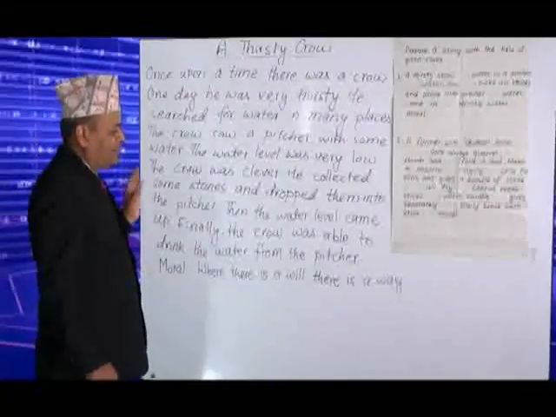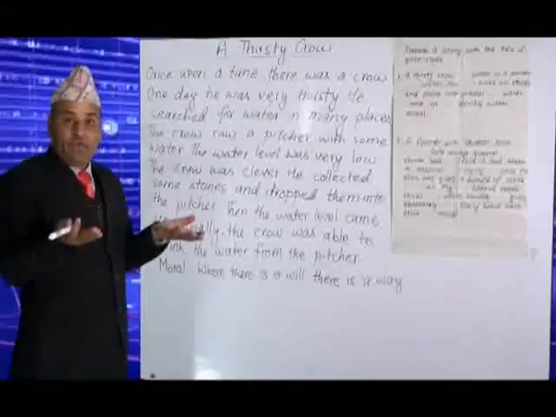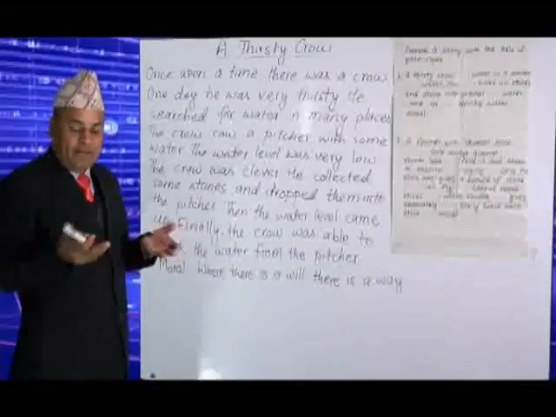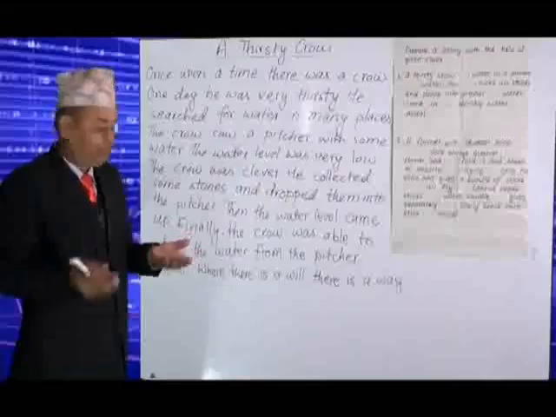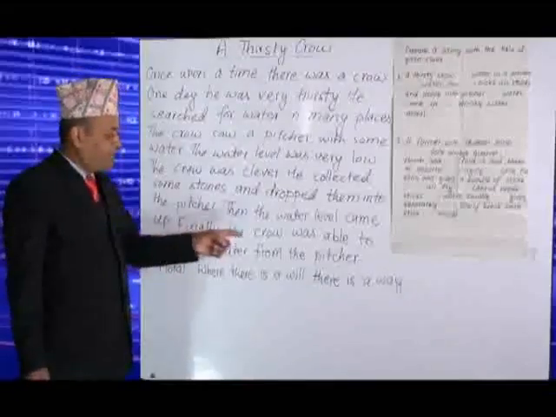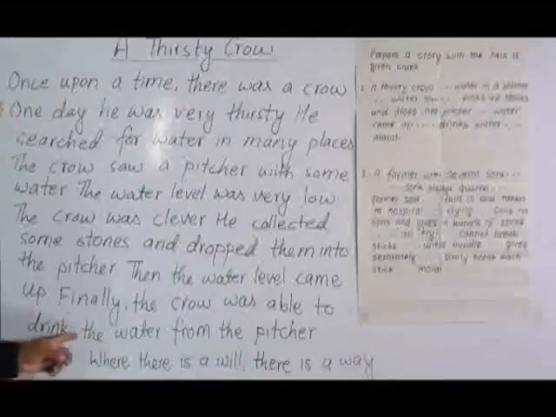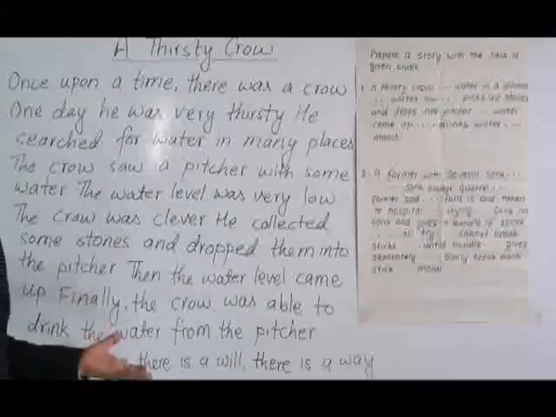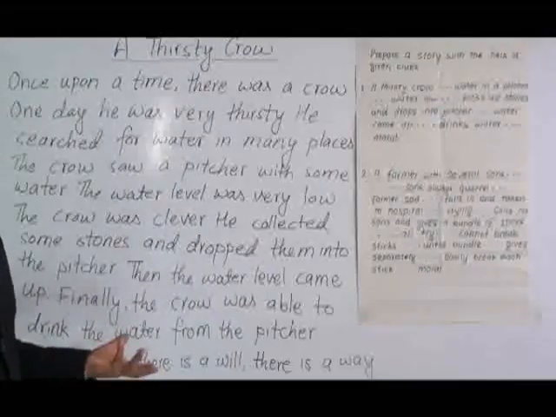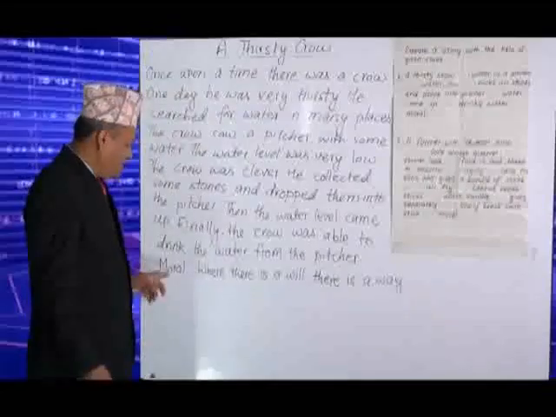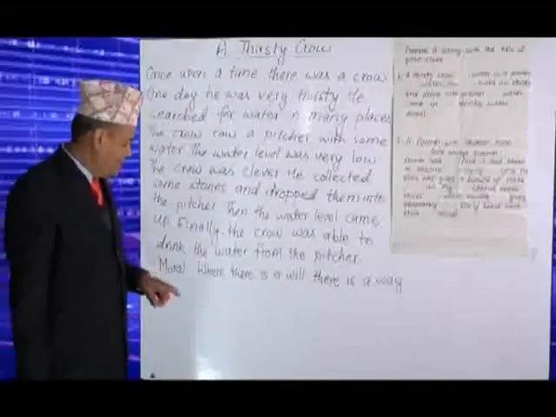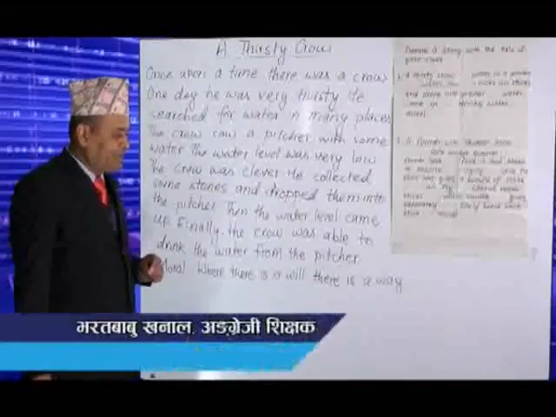And what happened? Then the water level came up. It rose, right? The water level started to rise up. Finally, the crow was able to drink the water from the pitcher. He had such a good idea, trick. Okay? And the moral of the story is, where there is a will, there is a way.